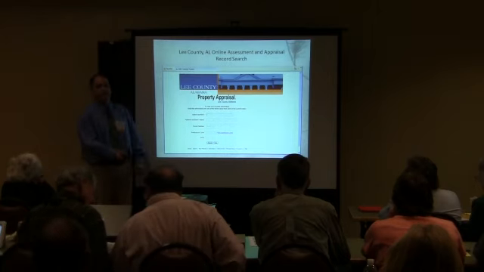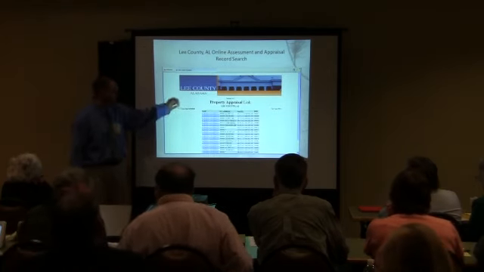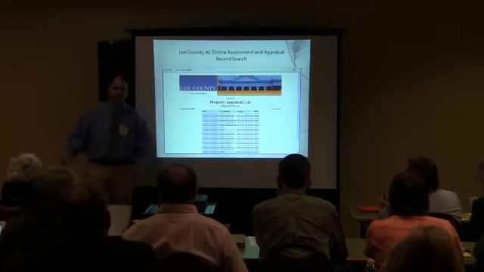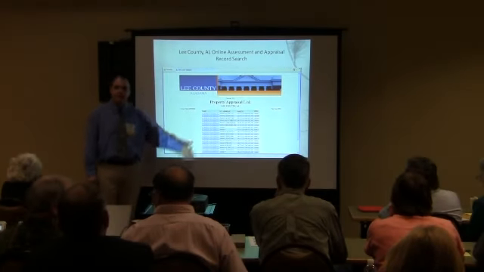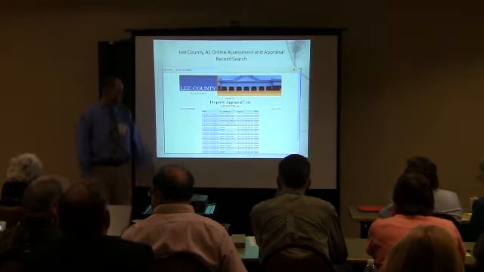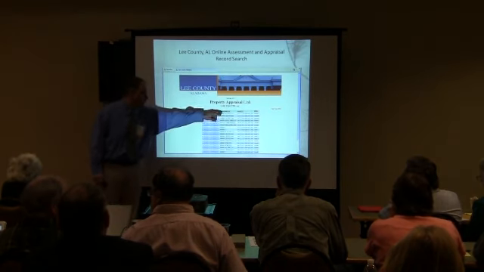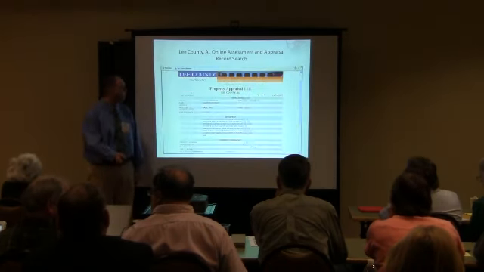This is just a tabular version. Once you come up with something, I just typed in Auburn University as an example. It lists out all the Auburn University properties in Lee County. You just click on the one you want. You can also get your parcel number and search another way.